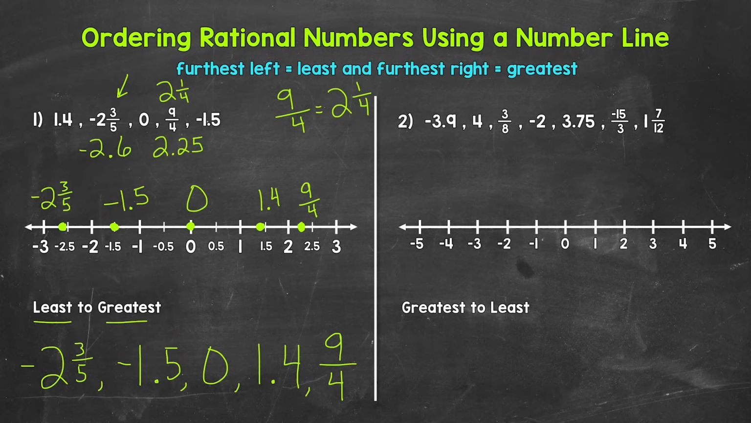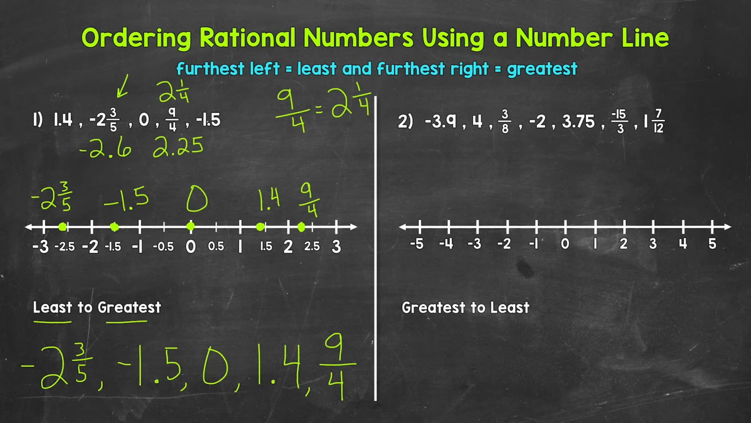Let's move on to number 2, where we have negative 3 and 9 tenths, 4, 3/8, -2, 3 and 75 hundredths, -15 thirds, and then 1 and 7/12. And for this number line, we don't have the halves marked, so this is a little bit of a different look. We will start with -3 and 9 tenths.